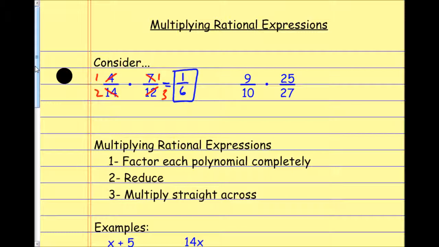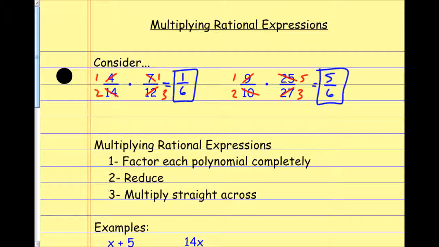And it's the same thing with the next one. Again, I can reduce each fraction individually if they reduce. In this case, they don't. So I can reduce any numerator with any denominator. The 9 and the 27 reduce to a 1 and a 3. The 25 and the 10 reduce to, let's see, a 5 and a 2. And now I can multiply straight across. It gives me a 5 over a 6. That's a lot easier than multiplying straight across and then reducing. So keep that in mind. When we multiply fractions, we can always cross-reduce.